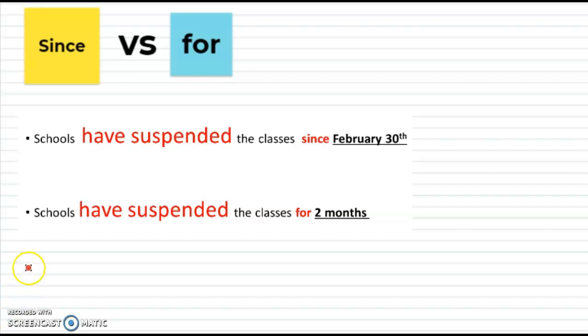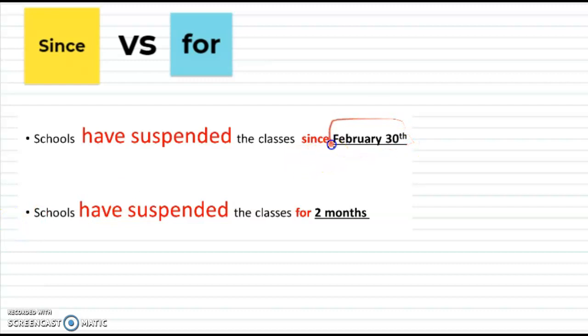Hi, now we will continue with the present perfect tense. We will be talking about the expressions of time since and for that we use with the present perfect tense. Since is used when we have a specific moment in time.